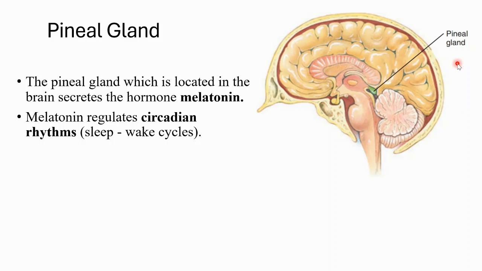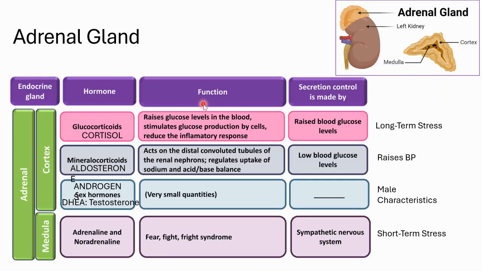The pineal gland is part of the epithalamus where melatonin gets secreted, and it's involved in your sleep-wake cycle. The melatonin will be secreted when it's dark. So the absence of light is when melatonin will be secreted, which will make you sleepy.